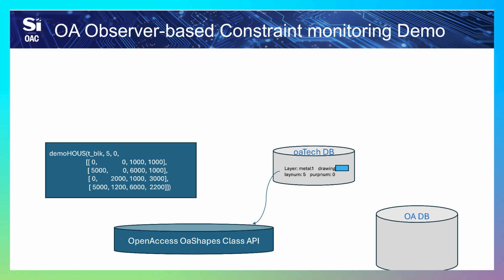So now let's put all the pieces together and walk through how our OA observer-based constraint monitoring solution works. We'll begin with our demo HOUS algorithm and the base OA stuff as before, but instead of spaghetti code, we'll create a constraint in the Foundry Rules group.